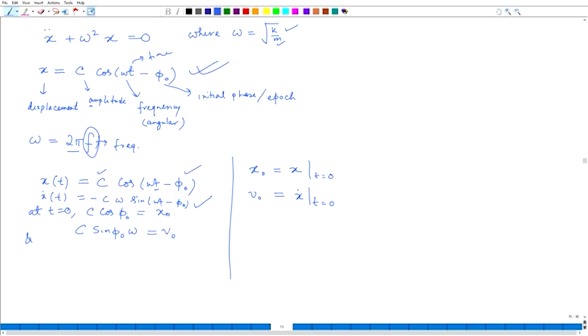From that you utilize the identity sin square theta plus cos square theta equal to 1, which simply gives c square equal to x 0 square plus v 0 square by omega square.